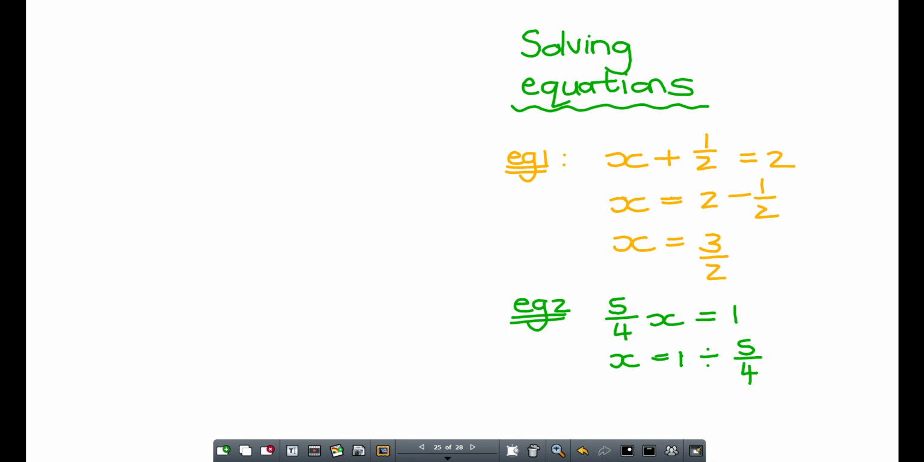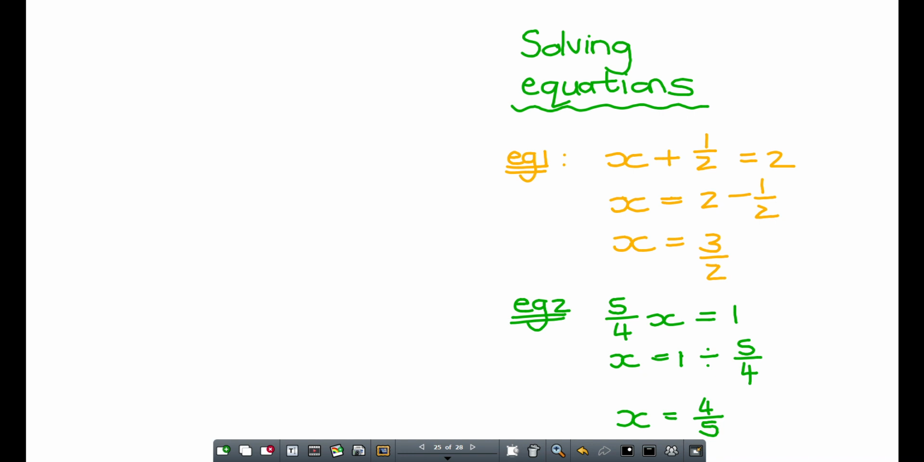Now, over here, they will never say without the use of a calculator. They're just going to say solve x. So you can use your calculator. Please don't do extra steps here. Use your calculator and say 1 divided by 5 over 4. So x will then be 4 over 5.